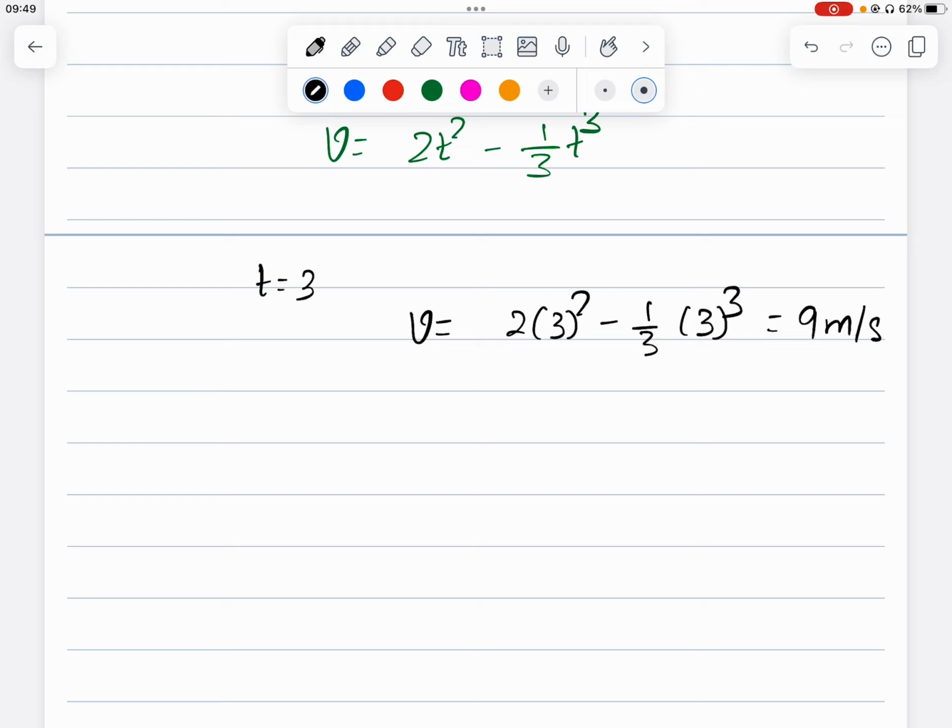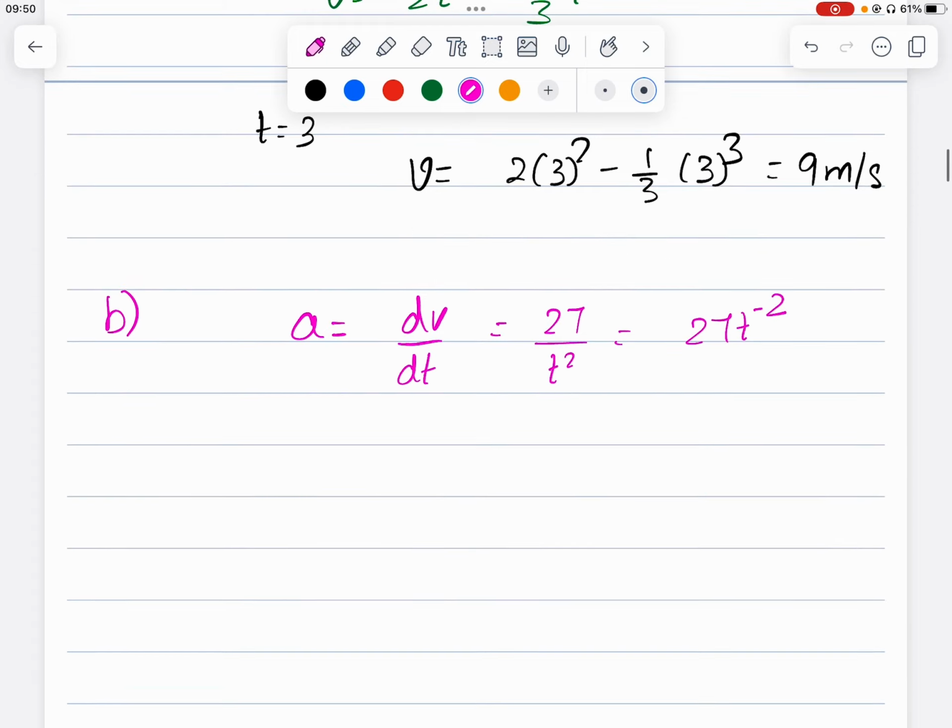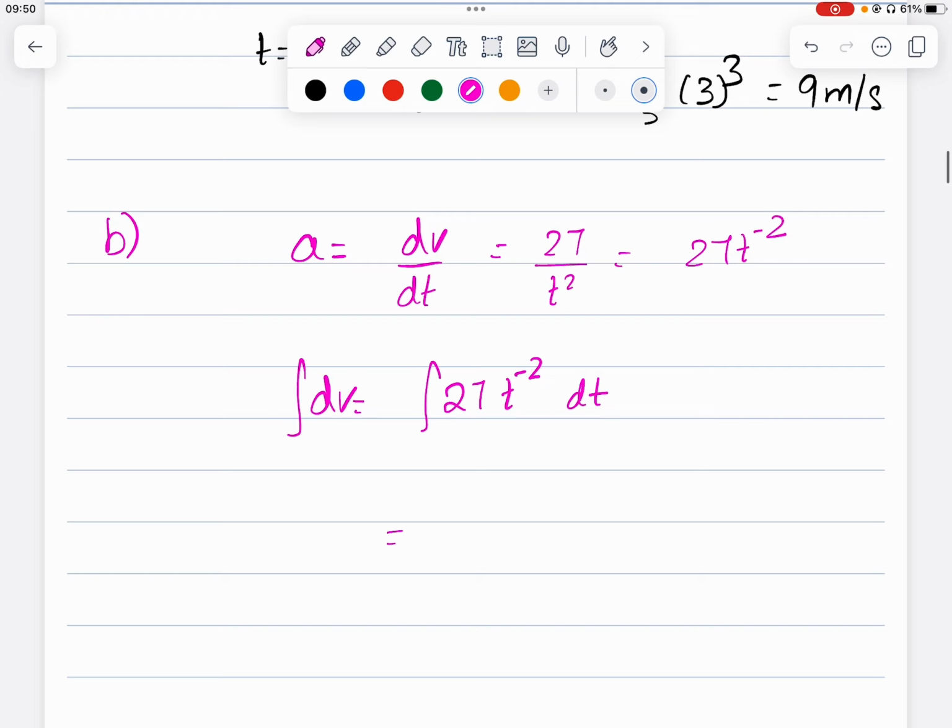Now for t = 6, we have to use the second equation. The second equation is acceleration is 27/t², which is 27t⁻². So the integral of dv equals the integral of 27t⁻² dt, which becomes 27t⁻¹/(-1) + c.